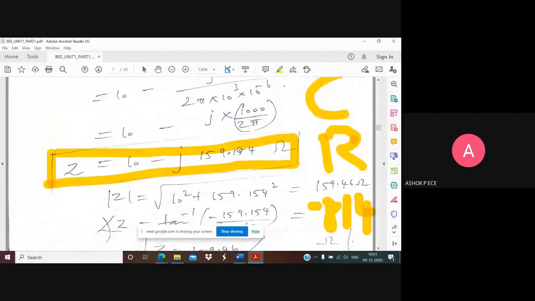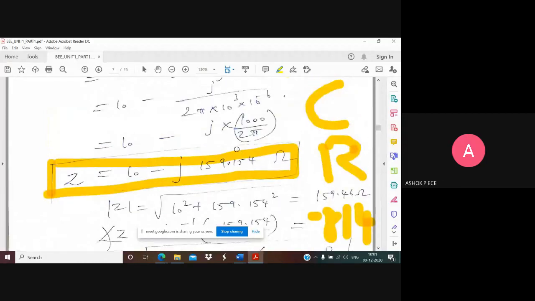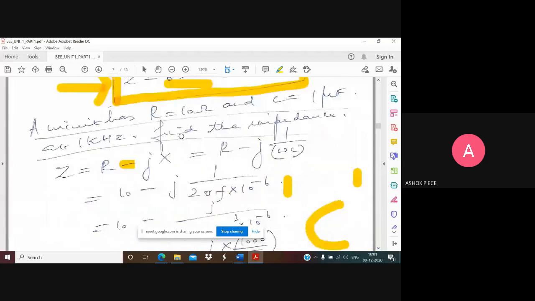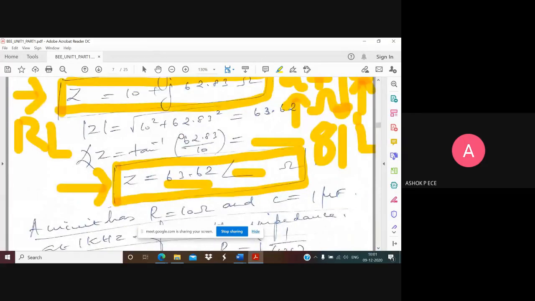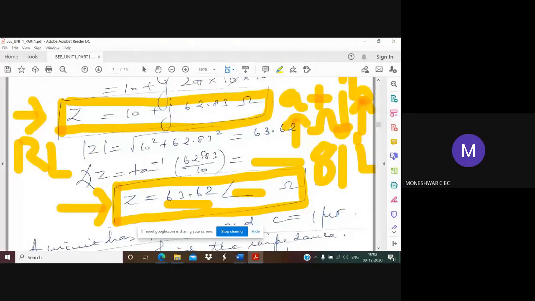Is it okay? Anybody having doubts? Sir, the angle of Z is equal to tan inverse B by A, the formula you wrote. Yes, the angle. Sir, that is tan inverse of determinant of B by determinant of A? No, not determinant. Tan inverse of imaginary term by real term. Sir, in maths, we use determinant of B by determinant of A. No determinant. Don't take the determinant.